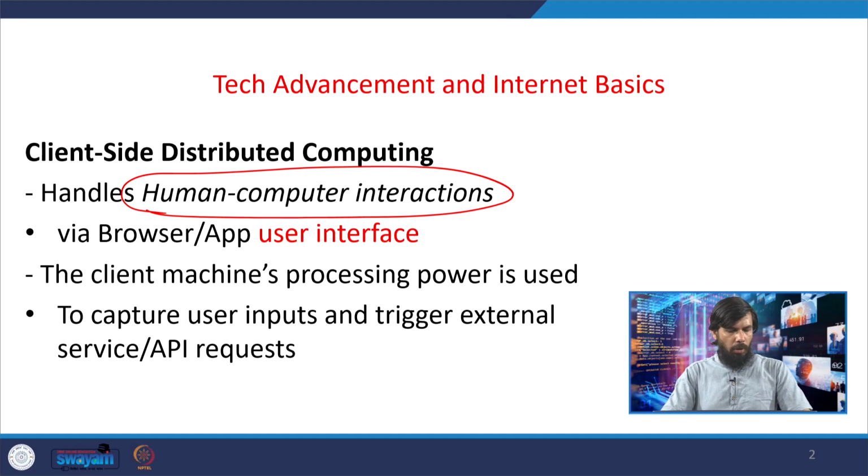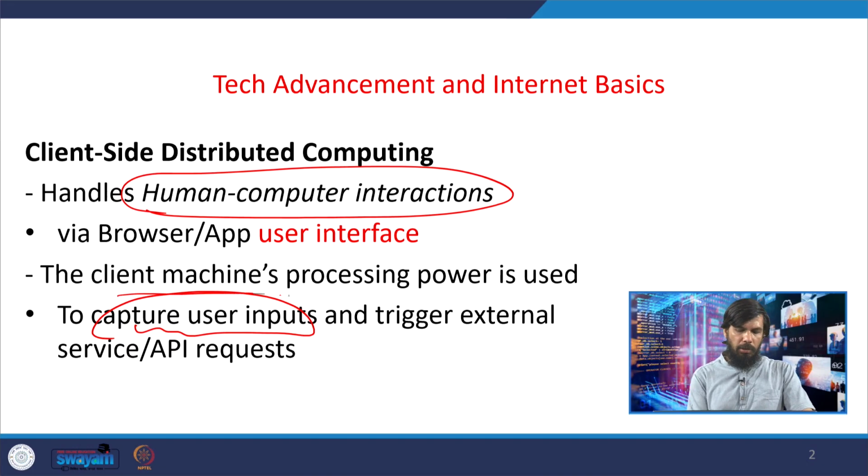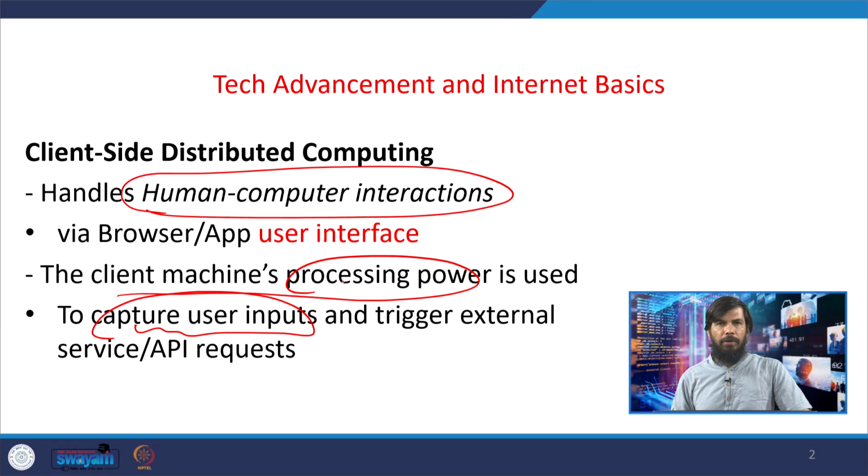So, what is the kind of human computer interaction we are talking about? Essentially, first thing would be to be able to capture user inputs, right. For that, the client machine's processing power would be used, and also for triggering an external service or API request. The request would be initiated from the client side, and therefore, the processing to support or trigger the service request or API request, and in that process capturing of user inputs, all that processing would be done at the client side.